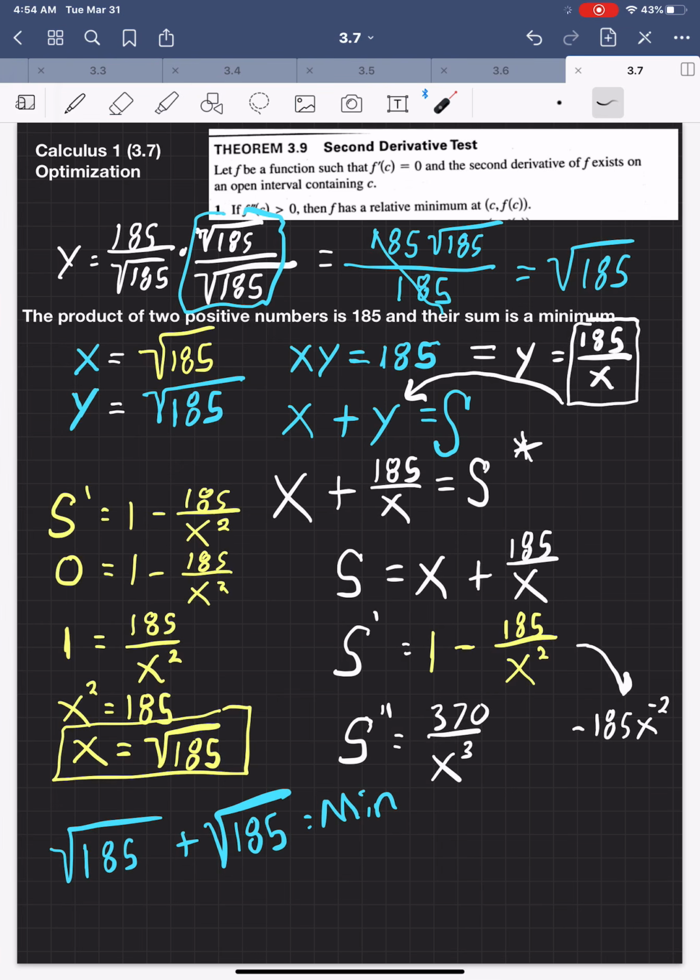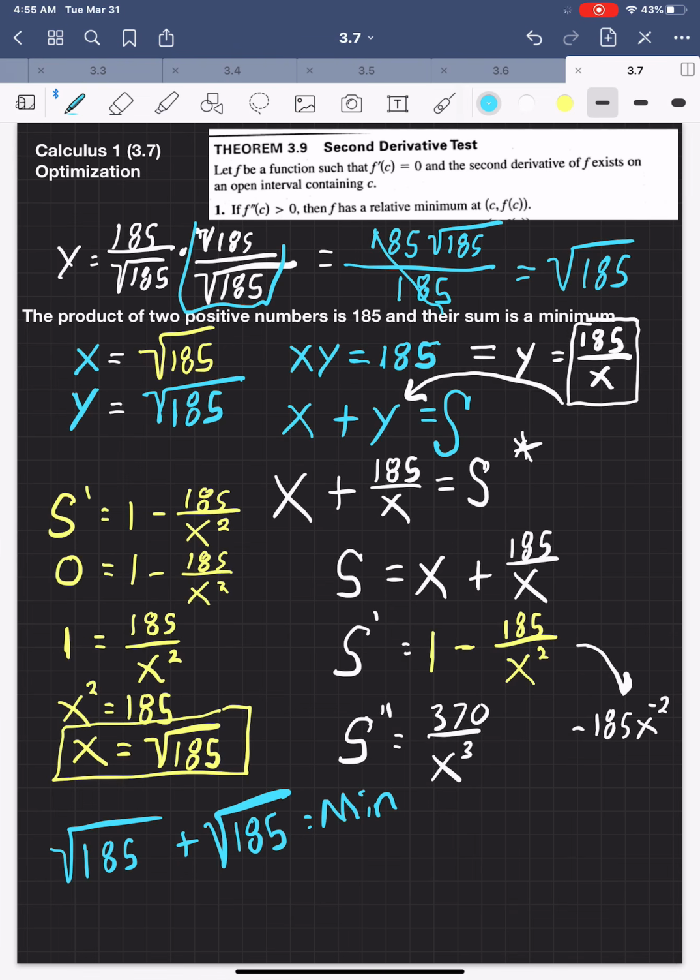remember, the second derivative test said, let me give myself a little bit of space up here so we can read the theorem. The second derivative test said that first, figure out where your derivative is equal to 0. And we did that, right? We figured out that our derivative is equal to 0 at the square root of 185. And then, assuming all the conditions are met, plug that value into your second derivative. If you get a positive number, you got a minimum.